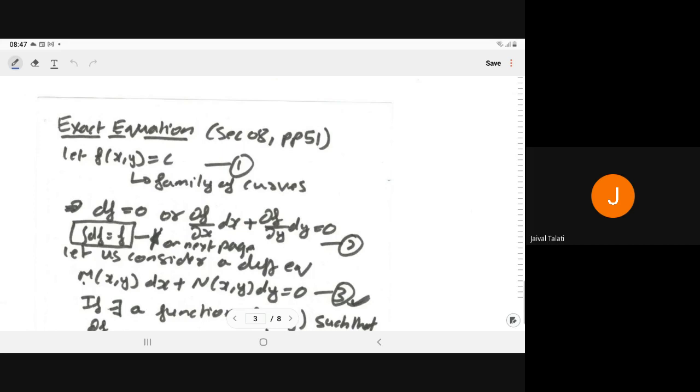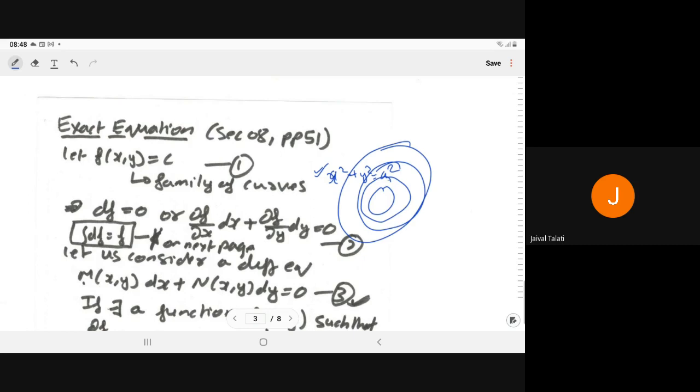What is the meaning of a family of curves? f(x, y) = c. For example, x square plus y square is equal to a square. As you change the value of a, you will get different circles having the center at the origin. So this is a family of curves, meaning you will get a family of circles. Such expressions are known as a family of curve, right?